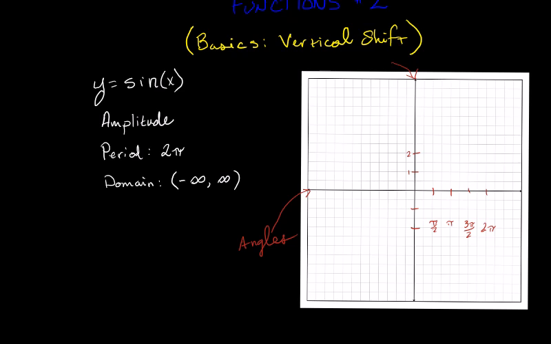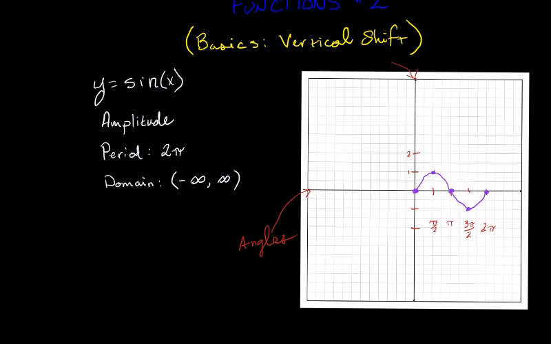We said sine always starts at the middle, so sine of 0 is 0, and then the sine of pi halves is 1. The sine of pi is 0. The sine of 3 pi halves is negative 1. The sine of 2 pi is 0, and this is what 1 period of a sine graph looks like.